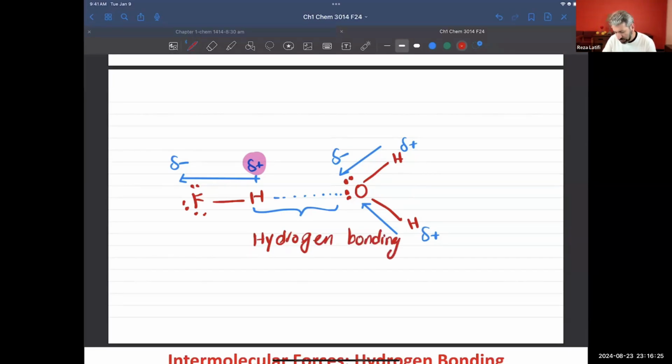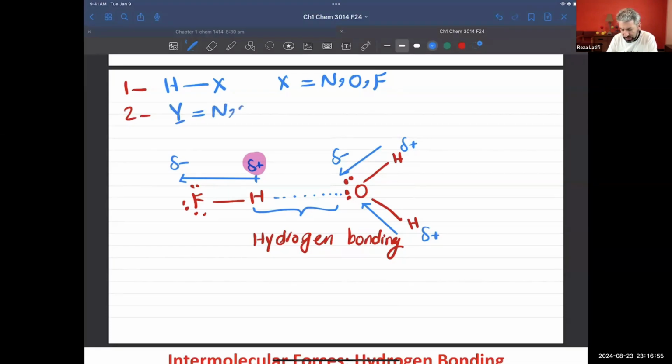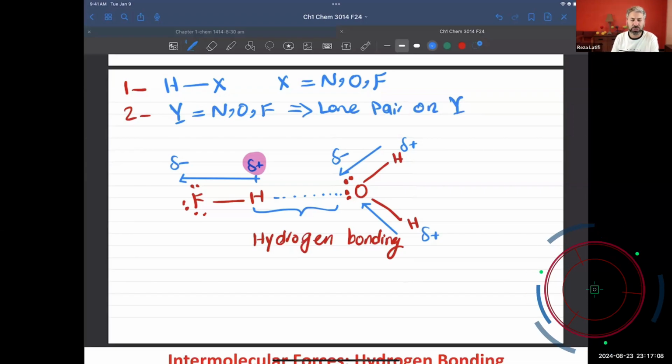Okay, so how do we get hydrogen bonding? One, we need to have hydrogen attached to X, and what's the X? It has to be an electronegative element like nitrogen, oxygen, or fluorine. Two, we need to have Y, and Y can be nitrogen, oxygen again, or fluorine. We need to have a lone pair on Y. That lone pair will interact with hydrogen, and it will give you hydrogen bonding.